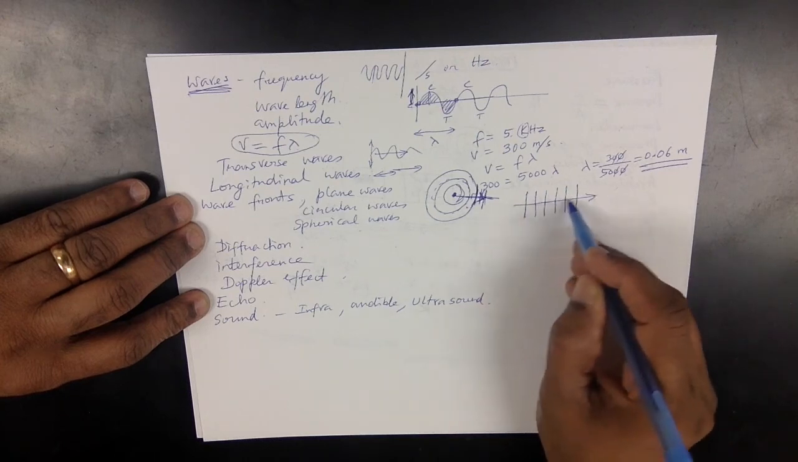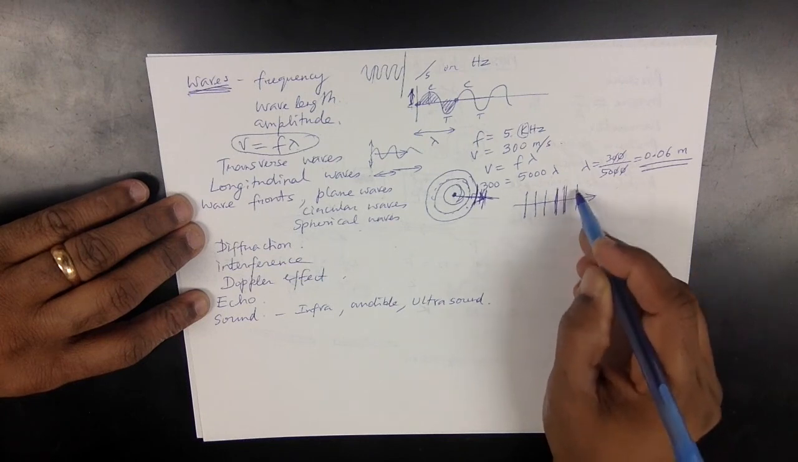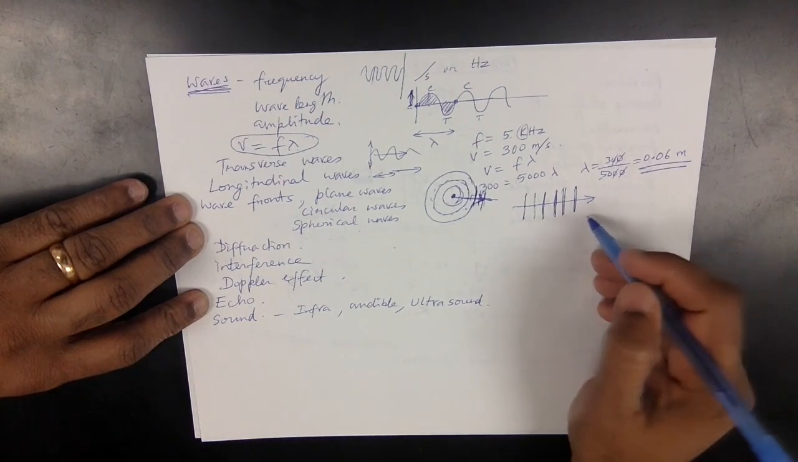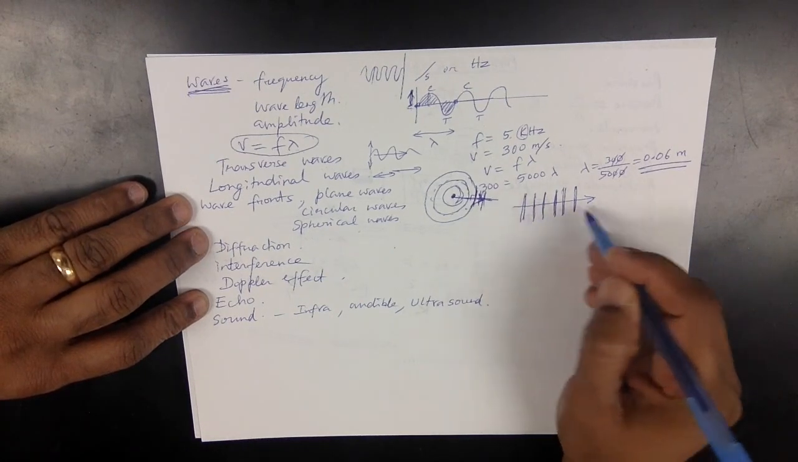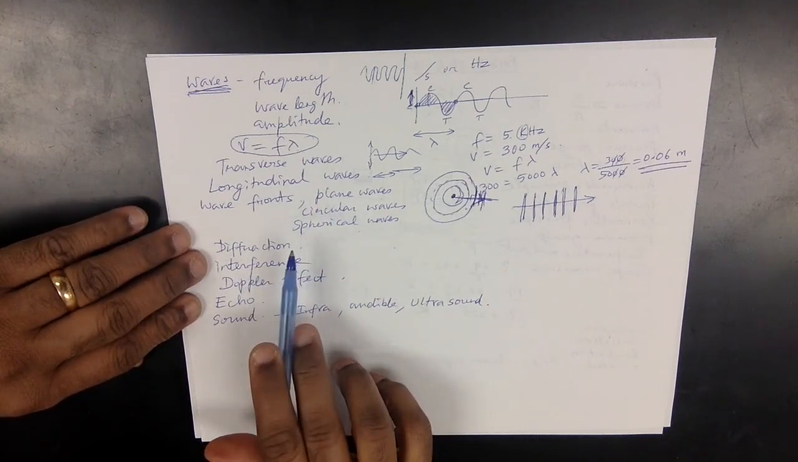So this is how the propagation takes place, and this is a wavefront. So these are wavefronts, and this is the ray direction. Okay, so these are parallel and flat. That's a wavefront.